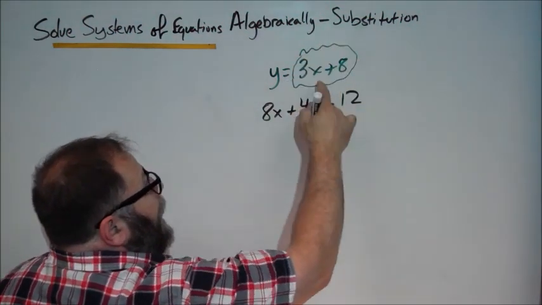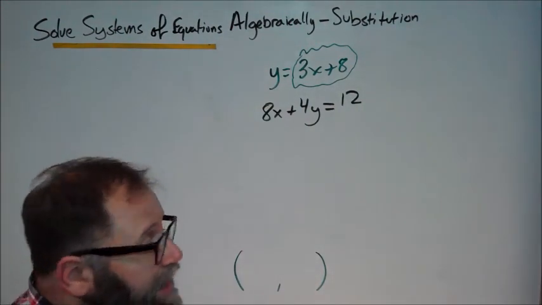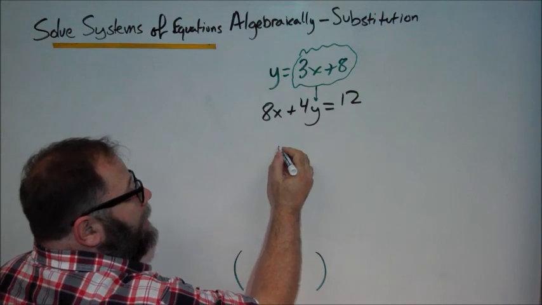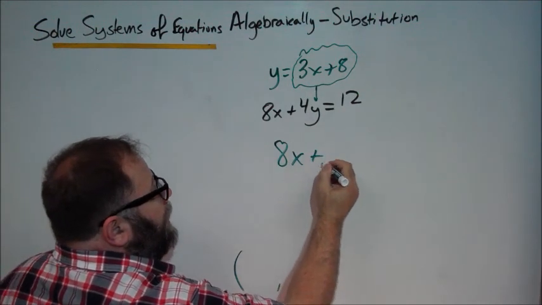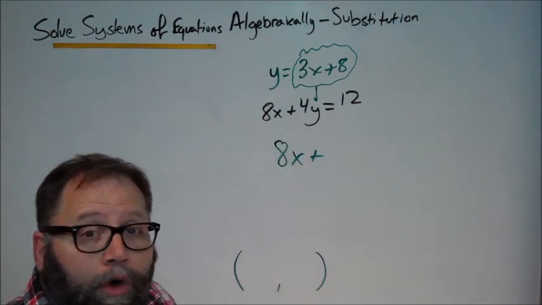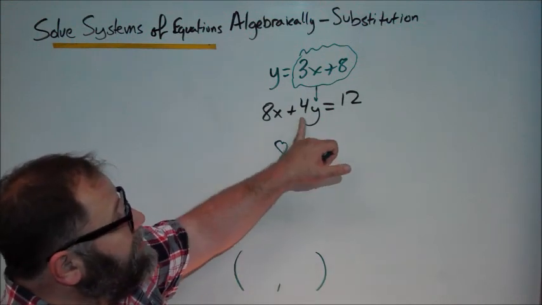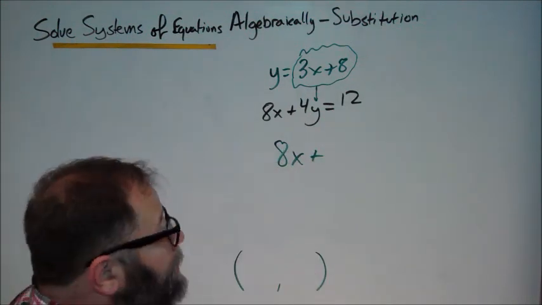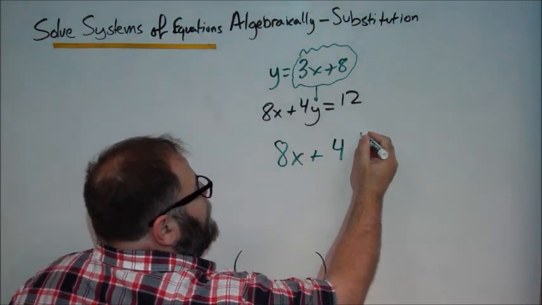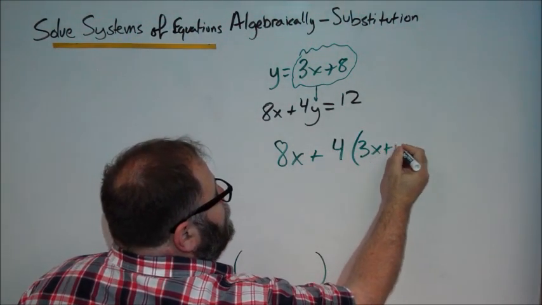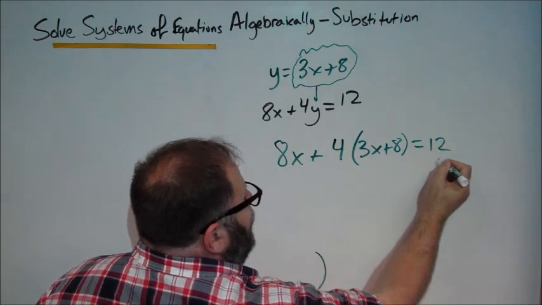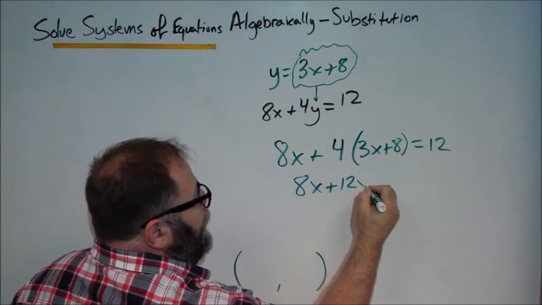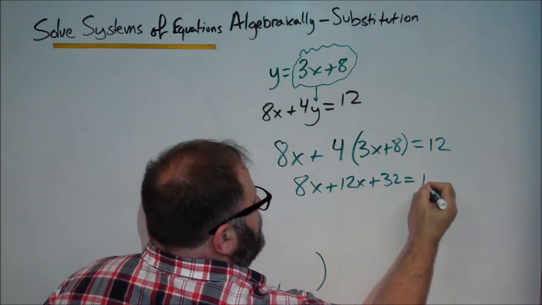So we know that y is equal to 3x plus 8. So we're going to just take that 3x plus 8 and substitute it in for y. So that's going to give me 8x plus, now, that coefficient of 4 matters. This is telling us in this equation, this is 4 times y. So we need 4 times the solution of y. So it's got to be 4 times 3x plus 8 equals 12. Now let's distribute first. We've got 8x plus 12x plus 32 equals 12.